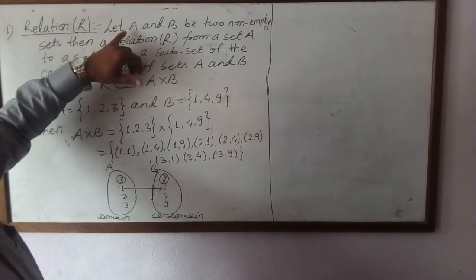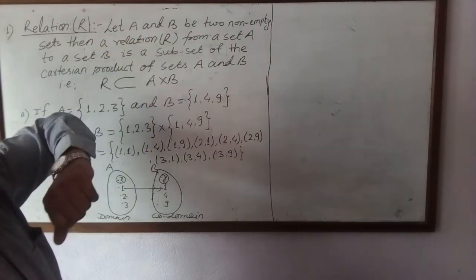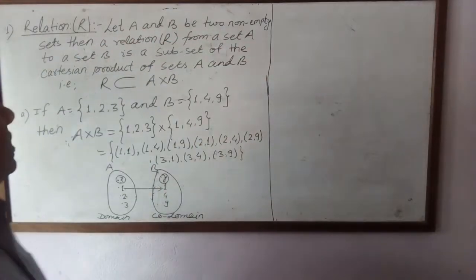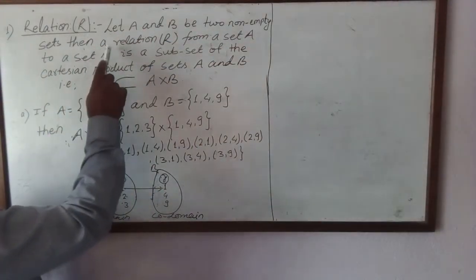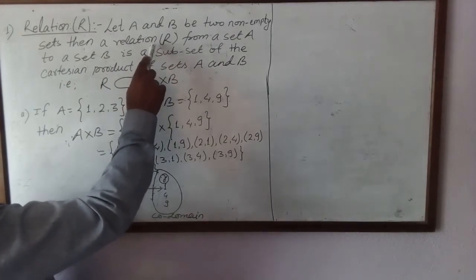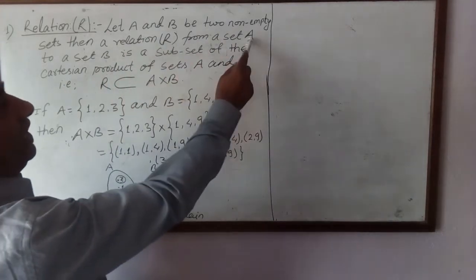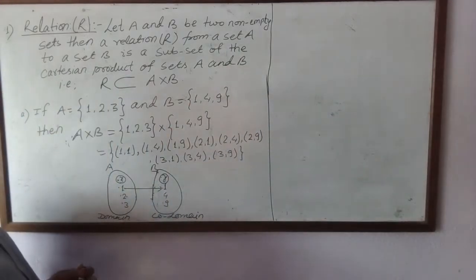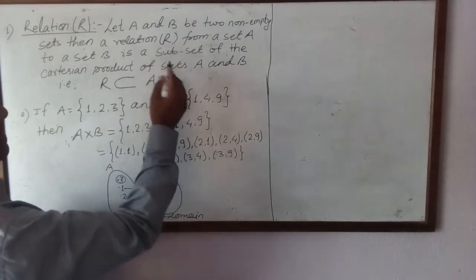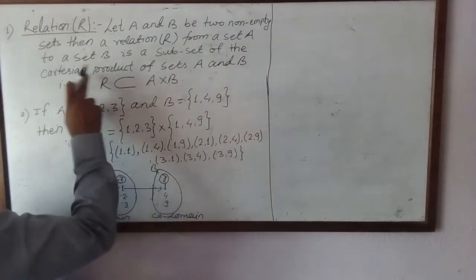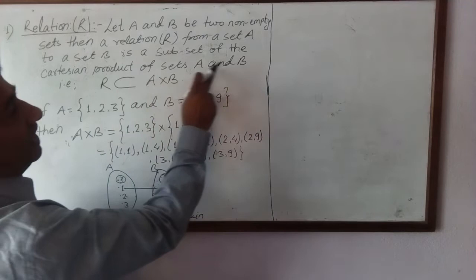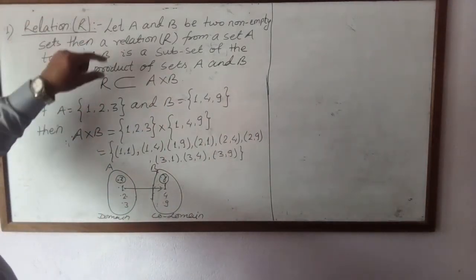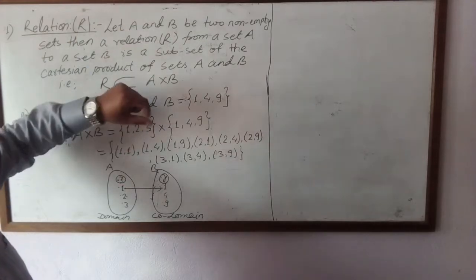Now, for example, suppose A and B are two non-empty sets. Then a relation R from a set A to a set B is a subset of the Cartesian product of sets A and B. It means a relation is a subset of the Cartesian product of any two sets.